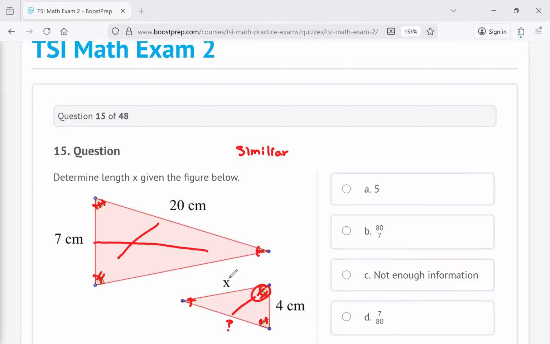The thing is, we can't set it up as a proportion. Why can't we set it up in the proportion? See how 20 is facing the two tick marks? That means we have to have a side length of this two tick mark because we can't have two unknowns in a proportion, if that makes sense. So I'm going to say C, not enough information.